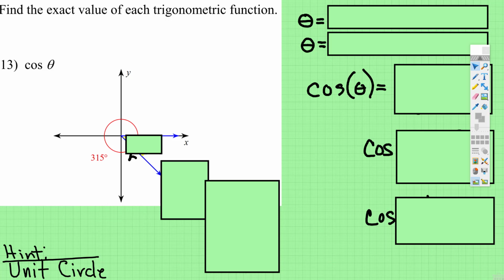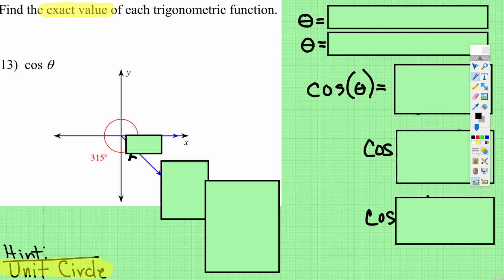Okay, find the exact value of each trigonometric function. Well, here is a very big clue. Every time it says exact value, 99% of the time, I'll go with that, it means you need to use the unit circle because you're going to be using those exact values.